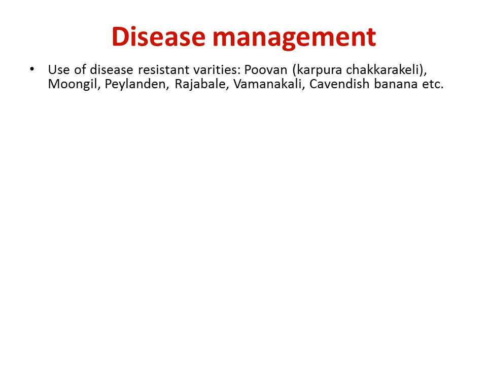Coming to the disease management of Panama wilt or Panama disease in case of banana, always prevention is better than cure. That is the reason for use of disease resistant varieties such as Puvan, Mongil, Rajabale, Vamanakili, Cavendish banana. Cavendish banana is one of the first disease resistant bananas which was produced all over the world.